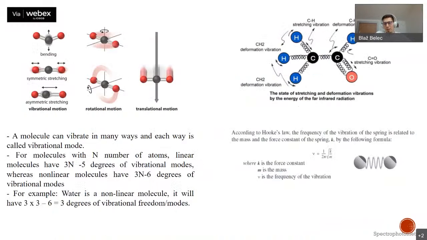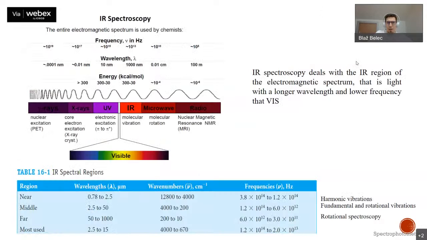As I said, in IR spectroscopy, we are measuring the energy of vibrations, so vibrational modes in the molecules. So a molecule can vibrate in different ways. It can bend, symmetrically stretch, or asymmetrically stretch, rotate, or even go up and down, so translation. And these energies we can measure with IR spectroscopy. So we measure it above UV-Vis, in the IR region.